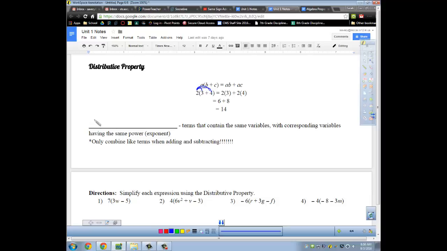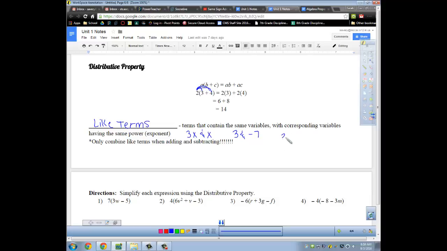This first blank is going to be like terms, which hopefully you have heard of before. Like terms are terms that have the same variables with corresponding variables having the same power or exponent. So we could say that 3x and x are like terms because they both have an x. We could say 3 and -7 are like terms because they both don't have a variable.